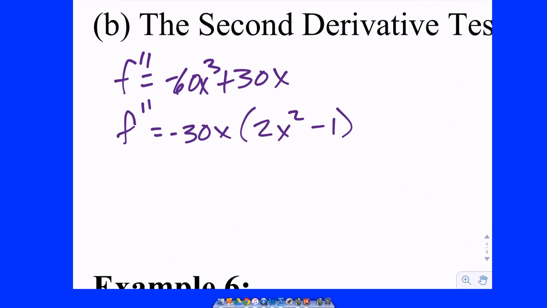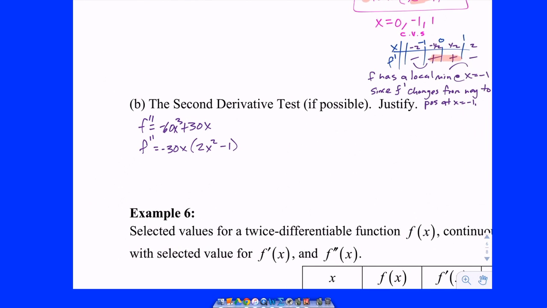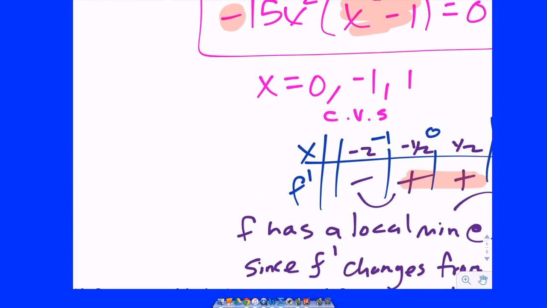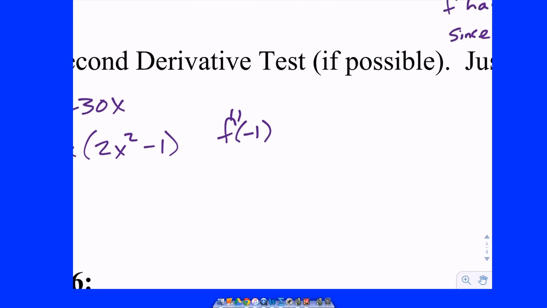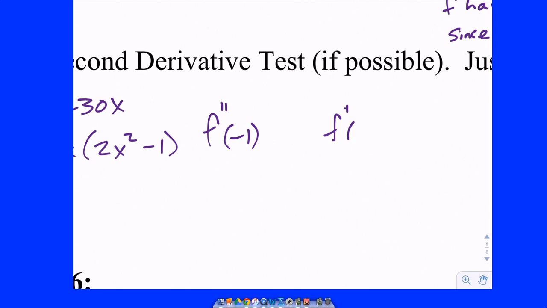If I wanted to find my PIVs, I could set it equal to 0. But I'm after something different here. I have 3 critical values: 0, -1, and 1. I want to know what the sign of the second derivative is at each of them. What is f double prime at -1? What's the concavity at one of my critical values? What's the concavity at the other critical value? And what's the concavity at the third critical value?